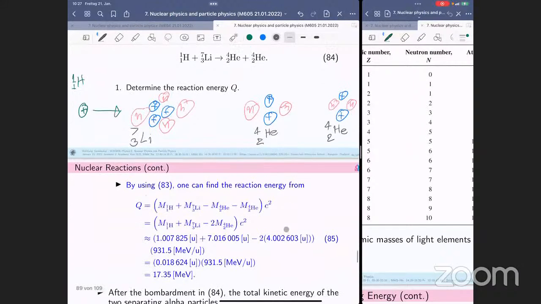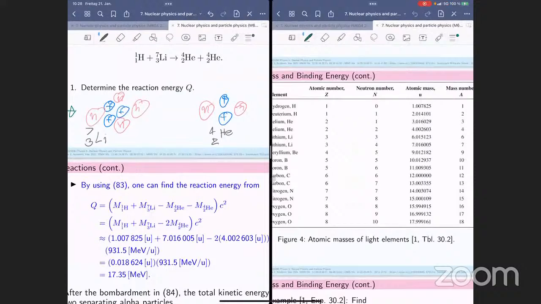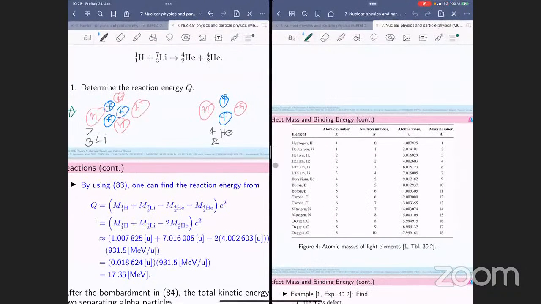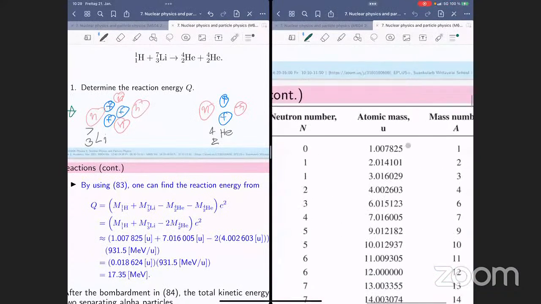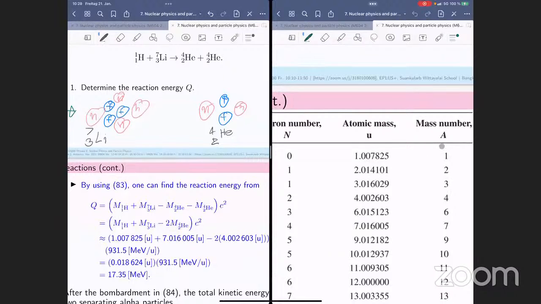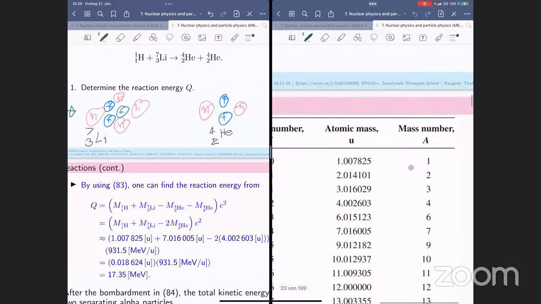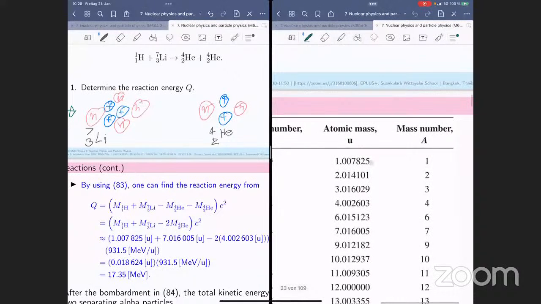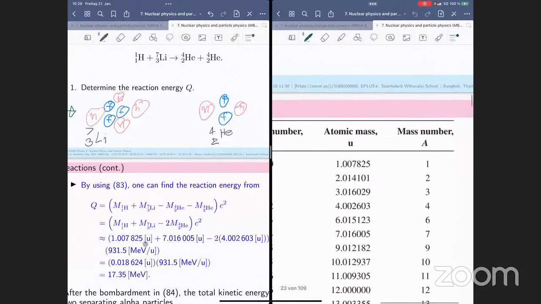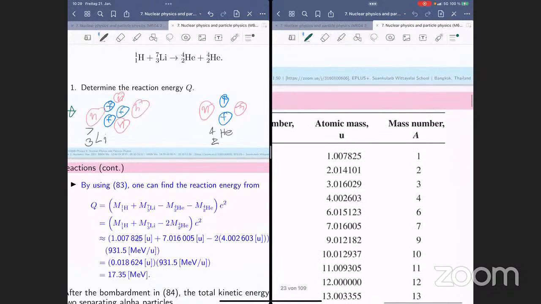The reaction energy. Okay, yes, we go to the table to look for the mass of hydrogen-1, which is the hydrogen nucleus. Mass of hydrogen is right here, atomic mass. We don't talk about mass number. That's the exact number of nucleon, right? Yes, this is proton, right? Hydrogen-1, 1.007825. That's the mass of the nucleus of the hydrogen or the proton. That's the mass of proton.